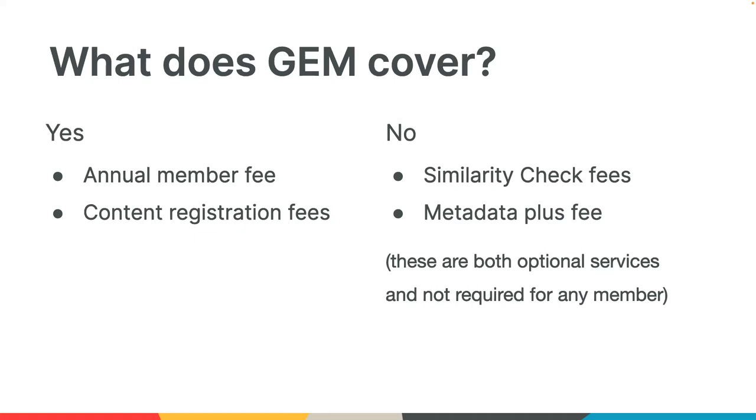There's no hidden fees. And most of our services have no additional costs. There are two exceptions to that. There are two services that do have fees that are not covered by GEM, but both are optional and are not required for any member. Our Similarity Check service is a service we run in partnership with Turnitin, which is used to screen for plagiarized text. For members who do wish to join that program, there is an administrative fee and there are document checking fees. But again, it's not a required program at all.